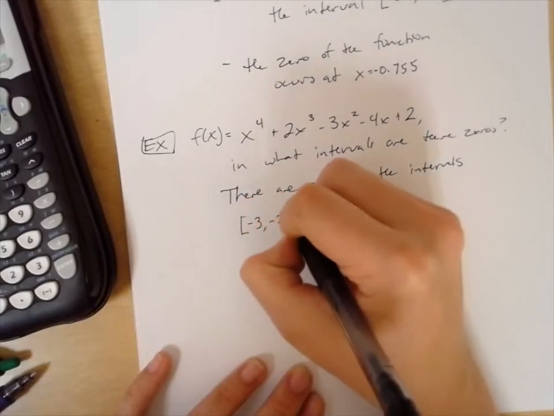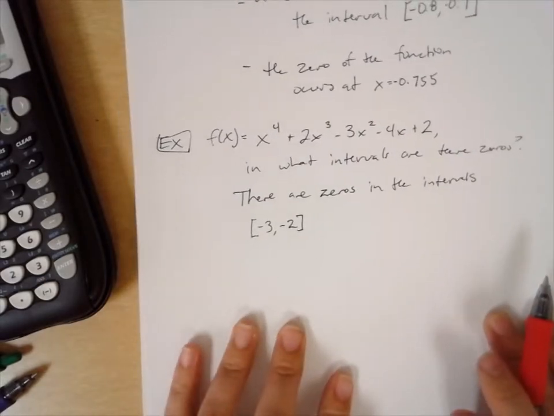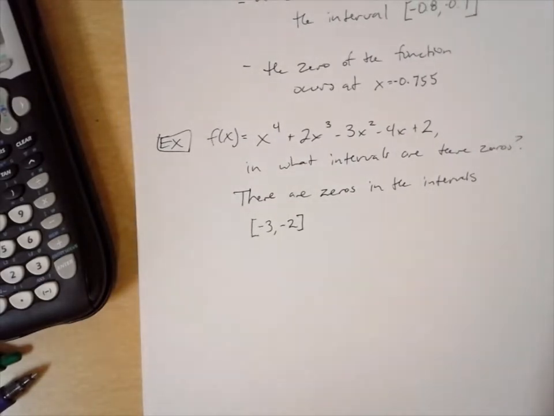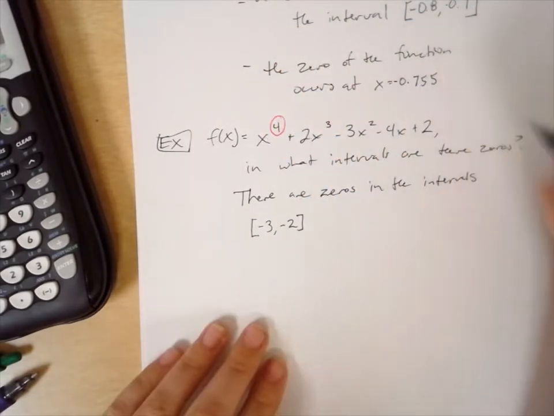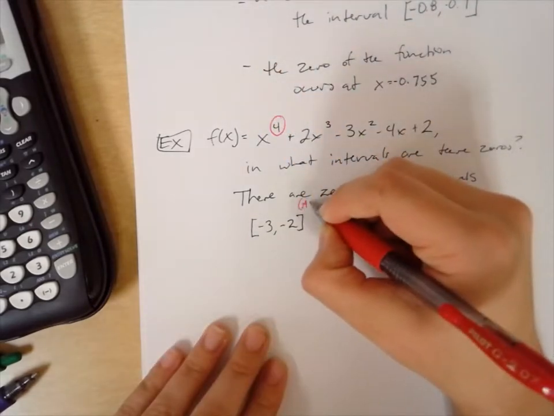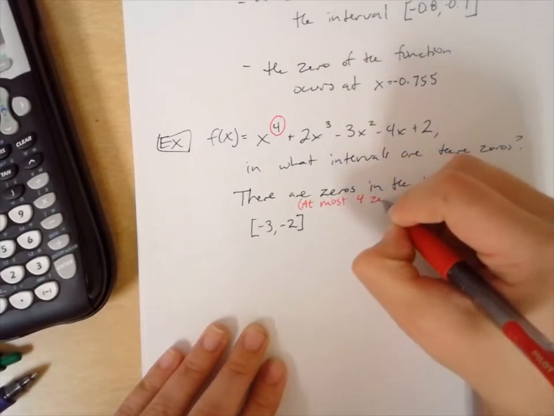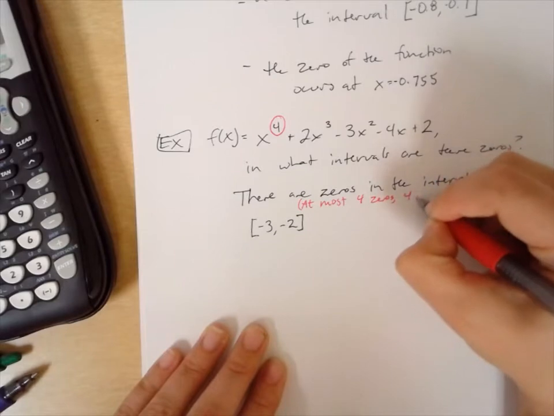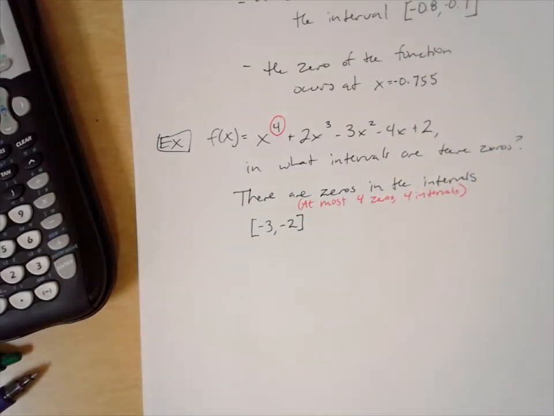-3 to -2. And it's also important to understand how many zeros we're going to be looking for, right? The degree of our polynomial is 4. The n value is 4. That means there can be, at most, I'm just going to write a little note to ourselves in here, at most 4 zeros, at most 4 intervals. So we know once we get to 4, we can stop.